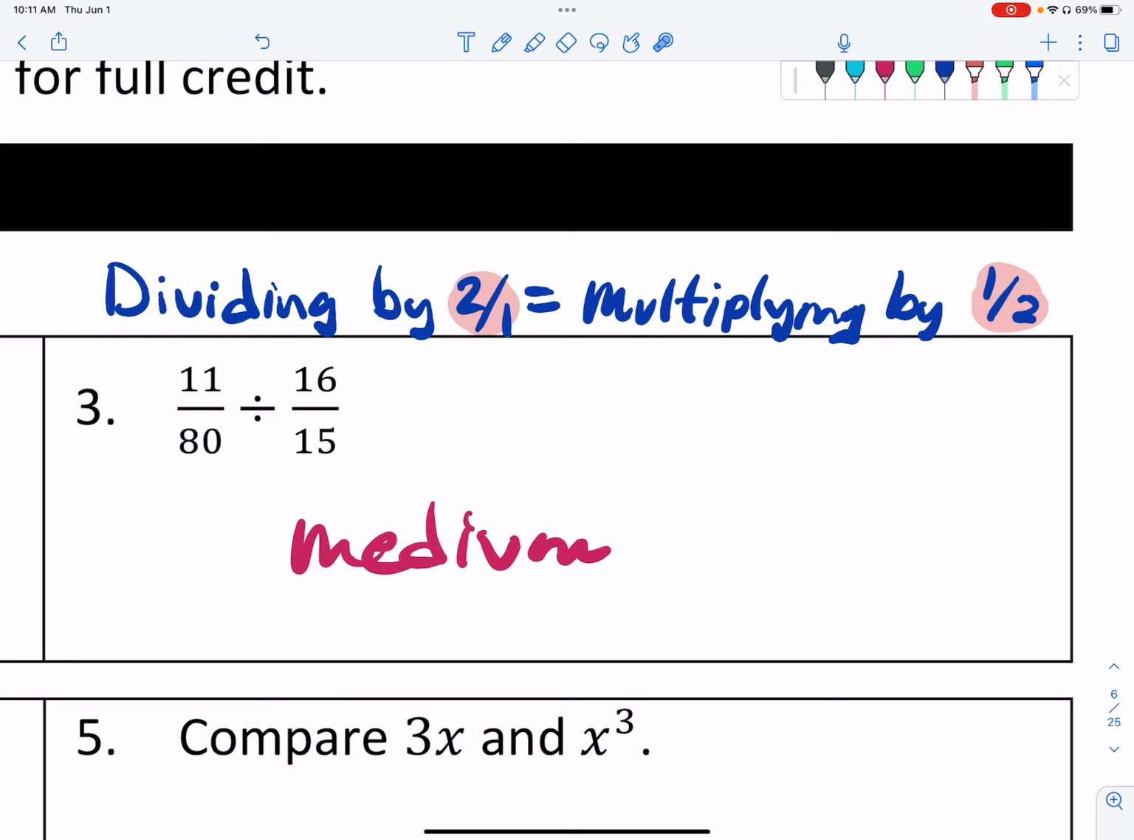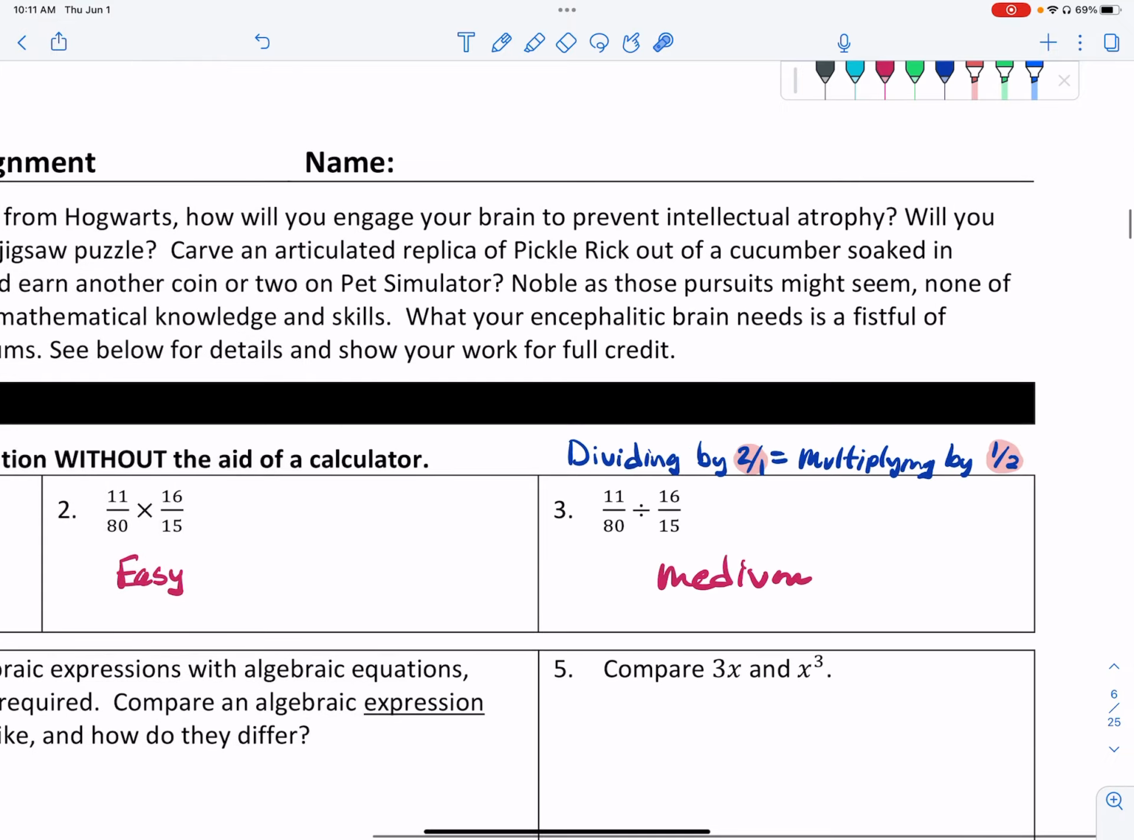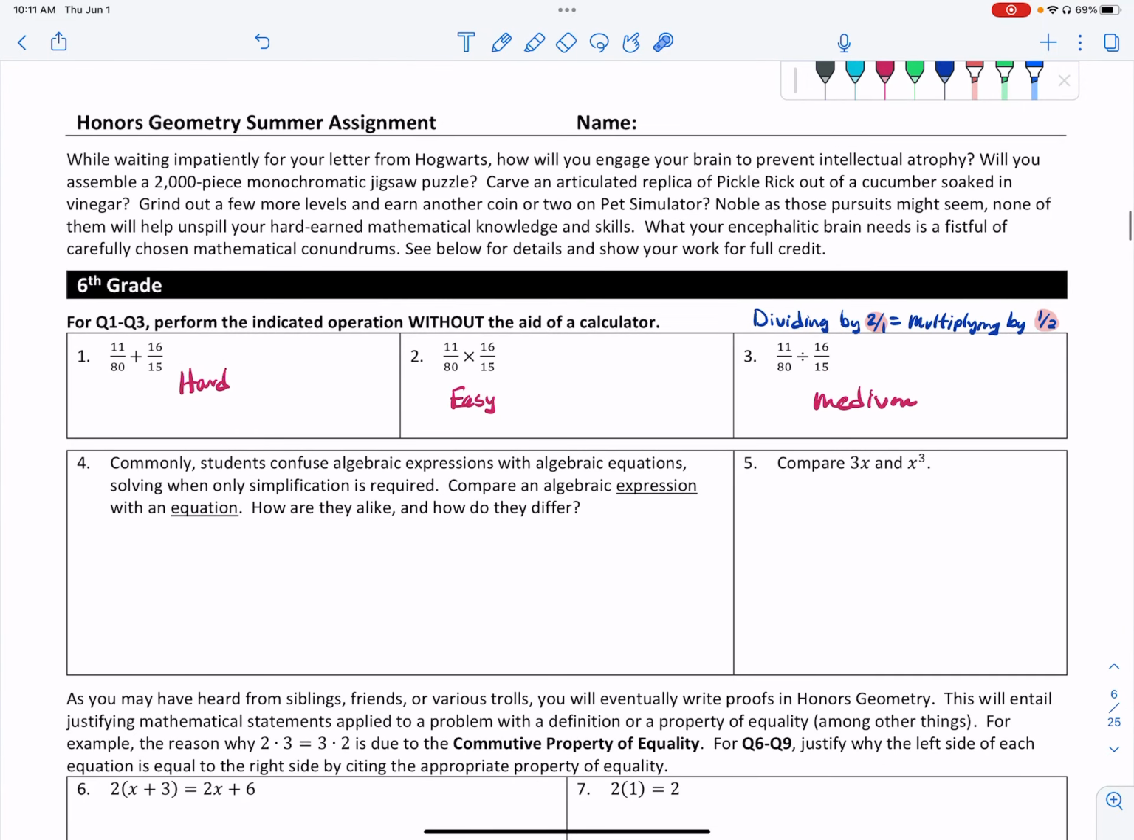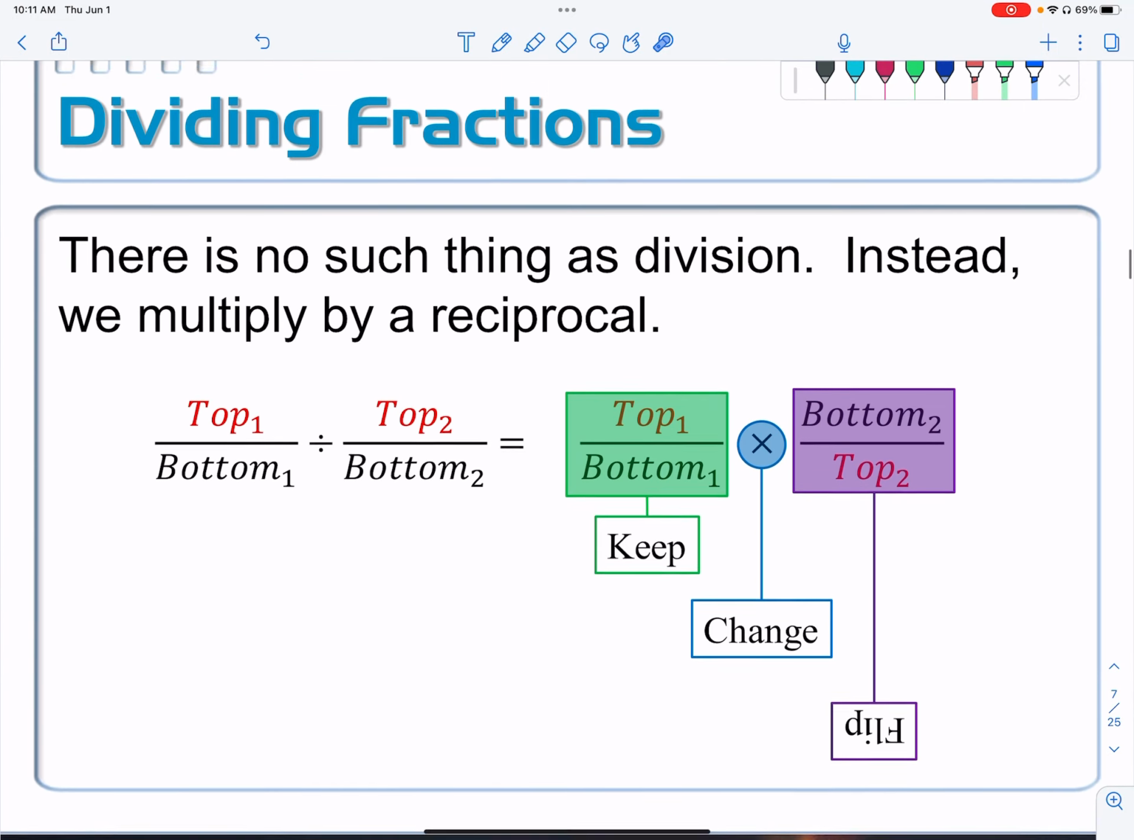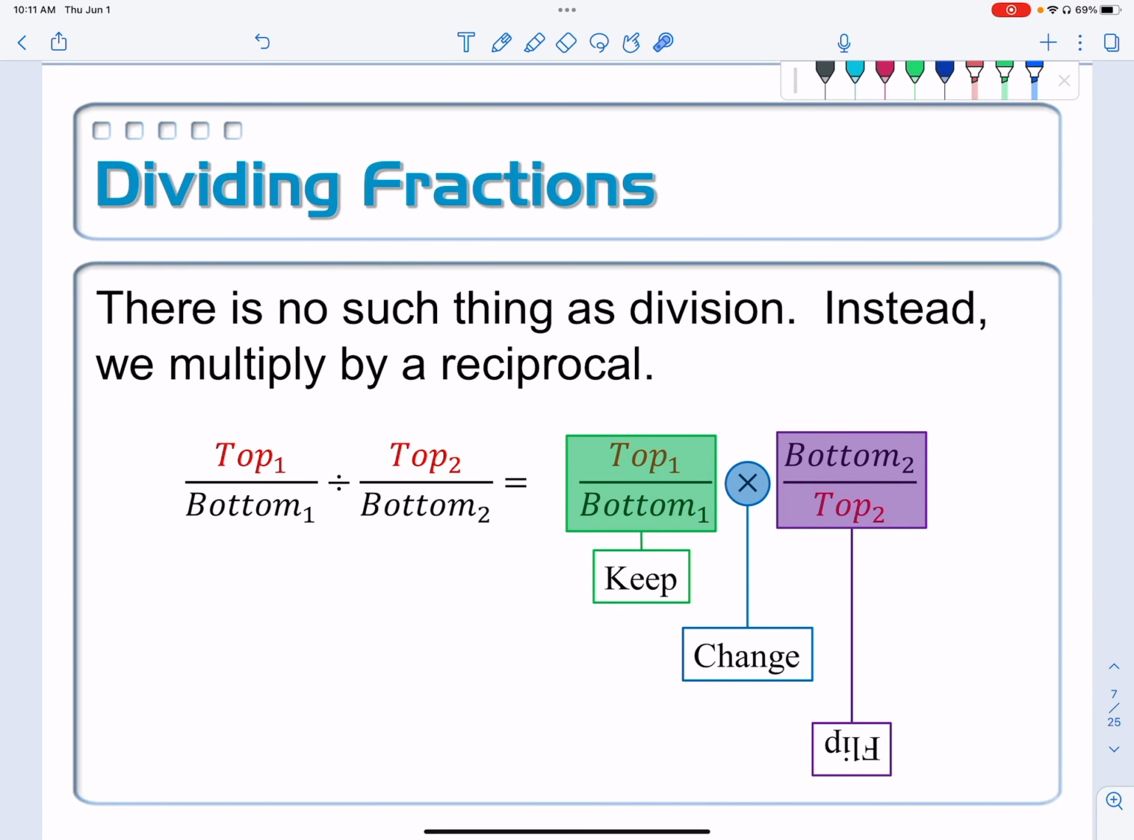The toughest part of this is just trying to remember which one of these two things you are supposed to flip. Do you flip the first one or do you flip the second one? So here, let's examine that in just a little bit more detail. Back in 6th grade, your teacher probably gave you some kind of a mnemonic to help you remember which one was supposed to be flipped over, and it was probably KFC. Keep, change, flip. And the way that it works is that you keep your first fraction exactly the same, you change your division sign into multiplication, and then you flip the second one. Keep, change, and then flip.